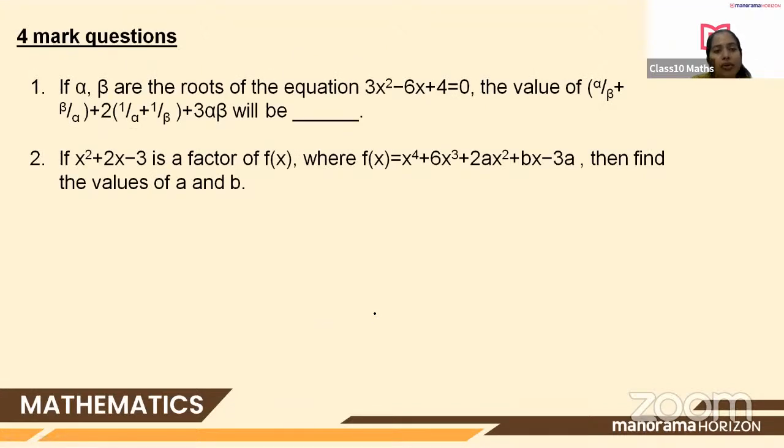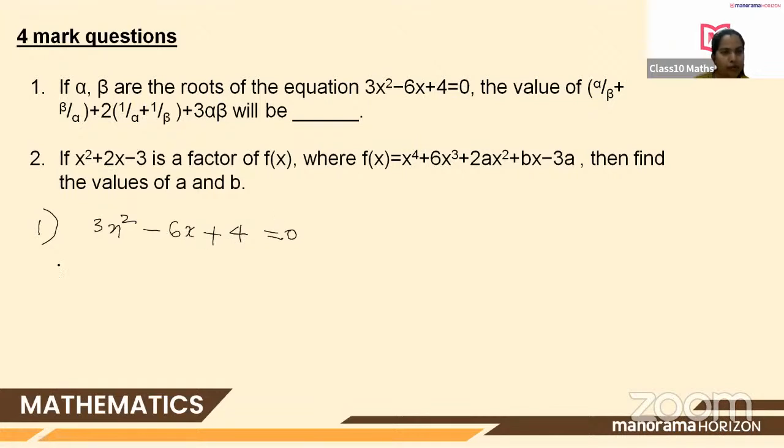If alpha, beta are the roots of the equation 3x square minus 6x plus 4 is equal to 0, then the value of alpha by beta plus beta by alpha plus 2 into 1 by alpha plus 1 by beta plus 3 alpha beta will be. Okay, so the given polynomial is 3x square minus 6x plus 4 is equal to 0. So this is the given polynomial.